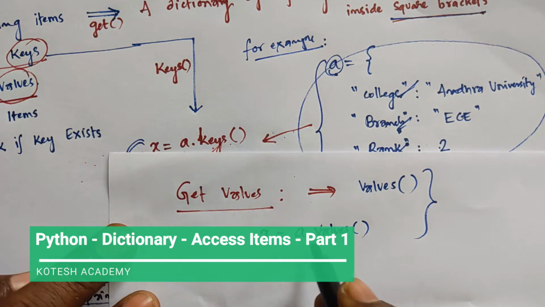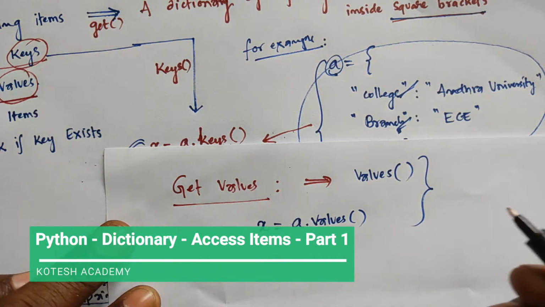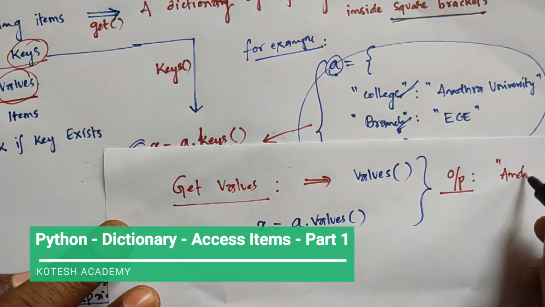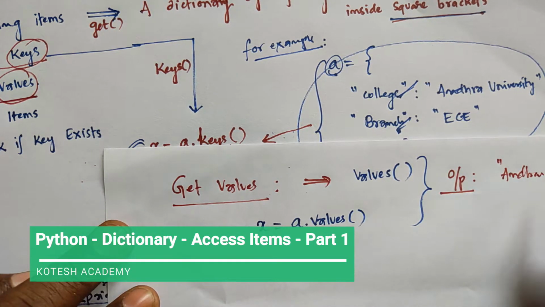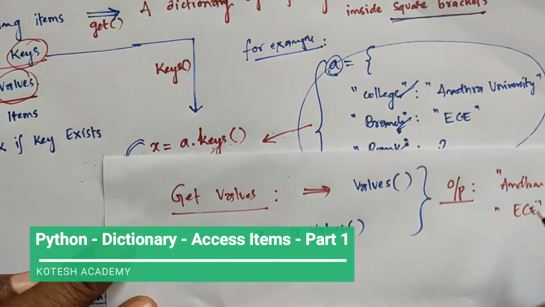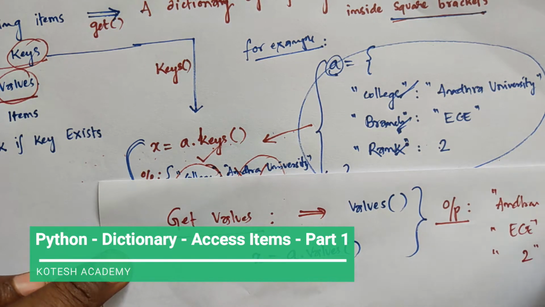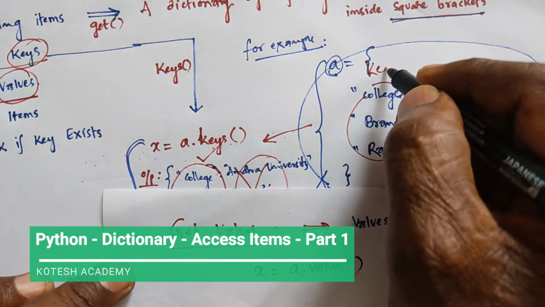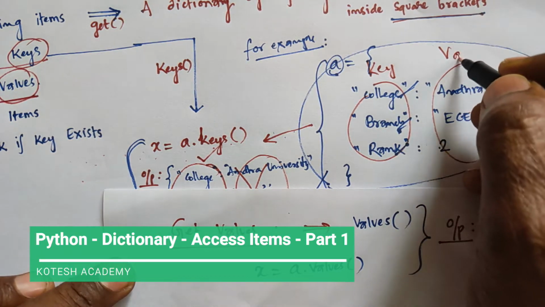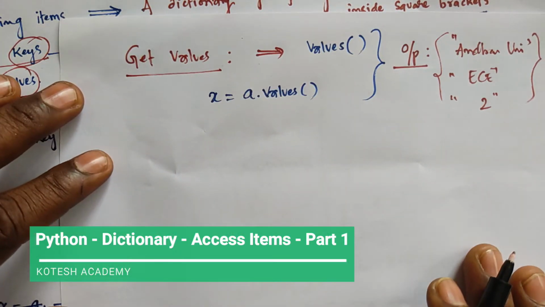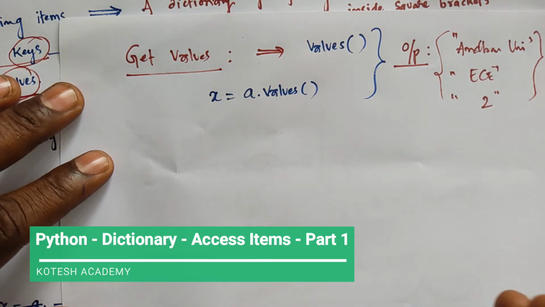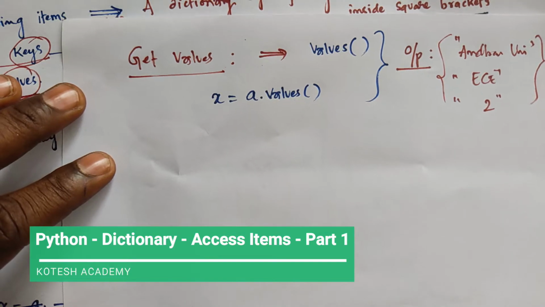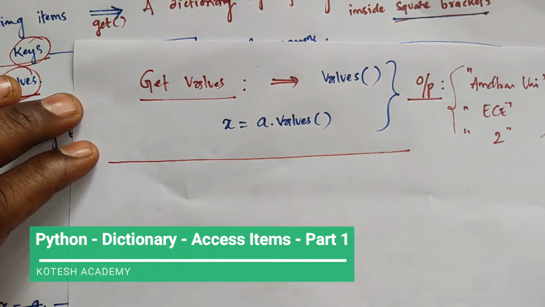If you write x is equal to a dot values, you will get only the right side. The output will be Andhra University, ECE, and the value is rank 2, like that you can generate it. These are keys, these are values, like that we can get. Simply, if you want to change so and so values, you can simply change the values.